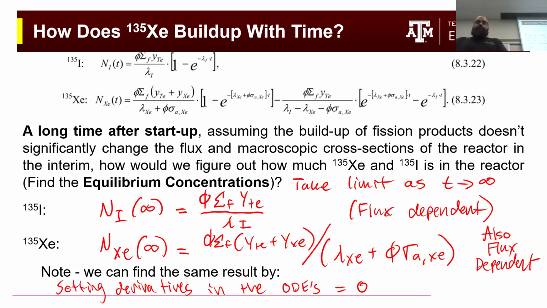And so if you look at the differential equations that we wrote and look at these forms of the equilibrium concentrations, hopefully you could see that if we were to set those derivatives equal to zero and then solve for the corresponding number densities, you would get the same thing.